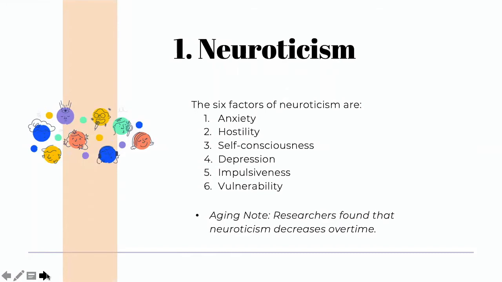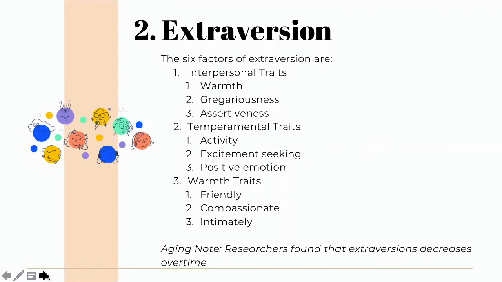And in aging, research has found that neuroticism decreases over time. So we become less dependent on others, our anxiety decreases, we're less hostile in general. Now, not all people who age decrease in neuroticism, some even increase, but in general, this is what researchers have found. The next factor is extroversion.